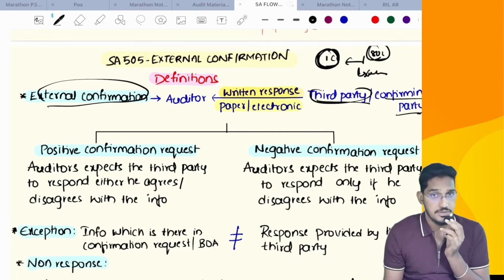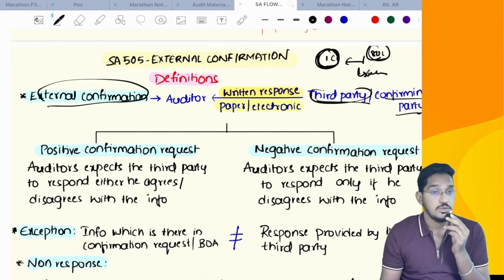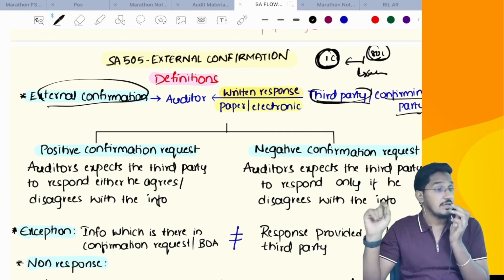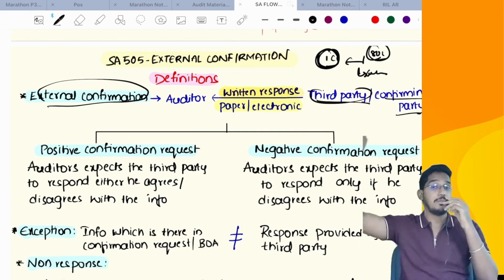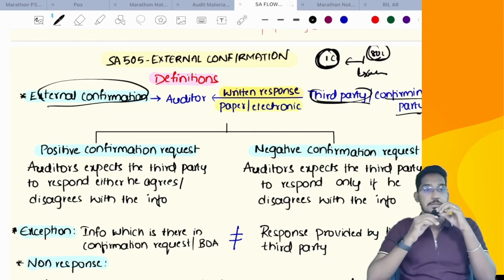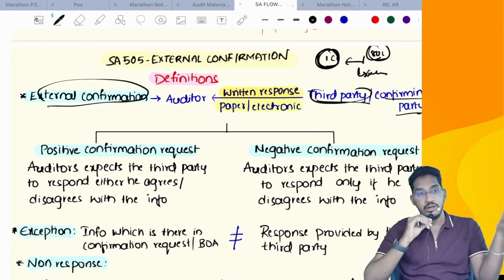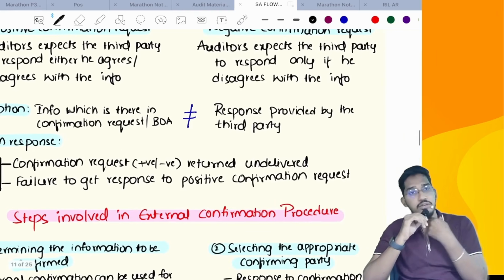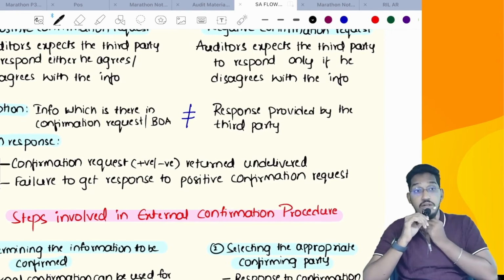So whenever you come across an exception, will you automatically conclude that it is a misstatement? Does an exception always mean a misstatement? No, an exception doesn't always mean a misstatement. Exception can also be because of the third party's mistake. When you have got a difference, you don't automatically conclude that your client has made a mistake. Sometimes an exception might arise even because the third party has made a mistake in his books of accounts. So when you come across an exception, you have to put in that extra effort to determine whether that exception is a misstatement or not a misstatement.